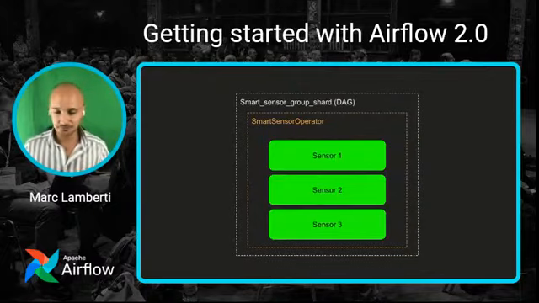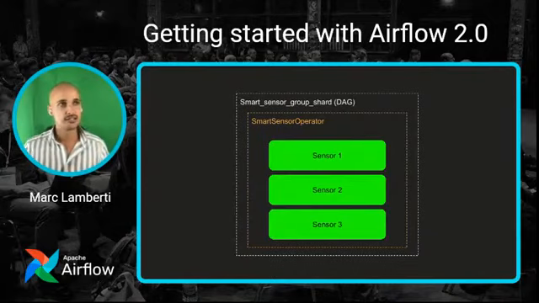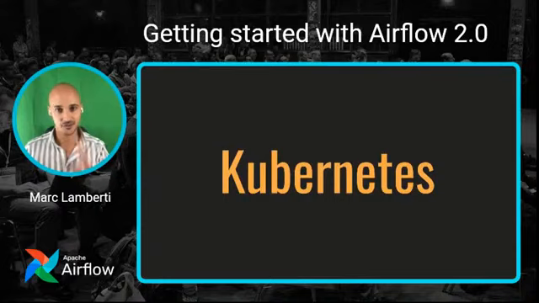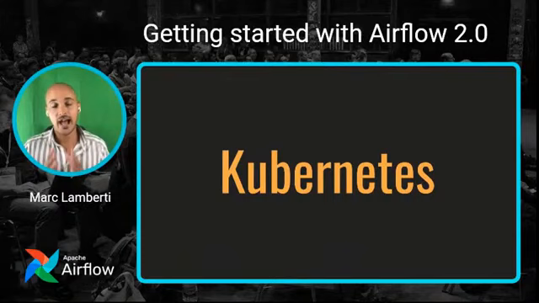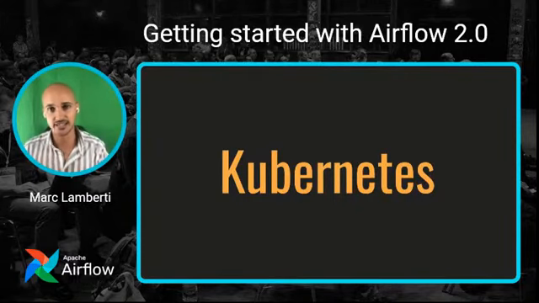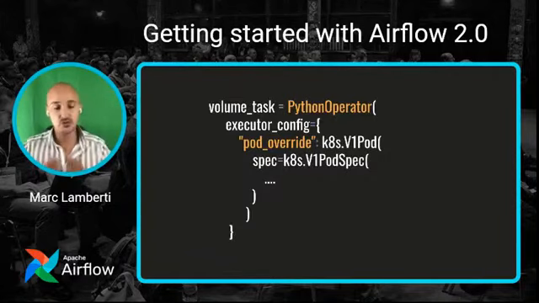Now we know about sensors, the TaskFlow API, and the task groups, there is one last super important thing. There is a good chance that you use the Kubernetes executor right now, and I would like to talk about Kubernetes. In Airflow 2.0, the Kubernetes executor has been entirely redesigned. And more importantly, there is a new executor config allowing you to overwrite your pods.